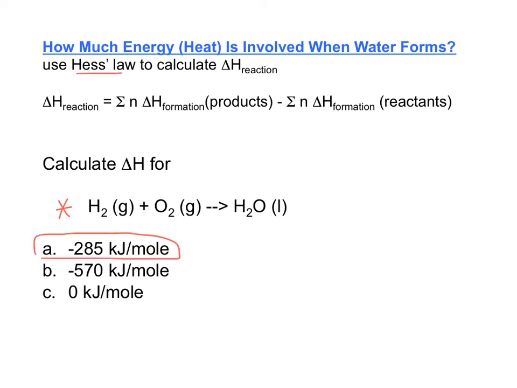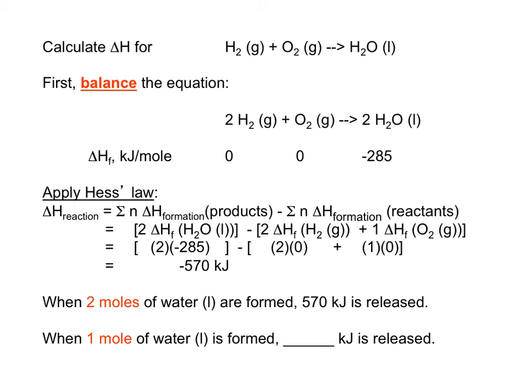And the answer is, here's how we got that answer. First, balance the chemical equation. Next, look up delta H formation of each reactant and product. Then plug in the numbers in the Hess's law equation. The math tells us minus 570 kilojoules. This means 570 kilojoules of energy is released. This amount of energy is released when 2 moles of water forms.